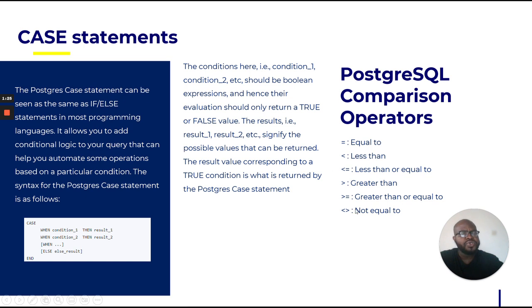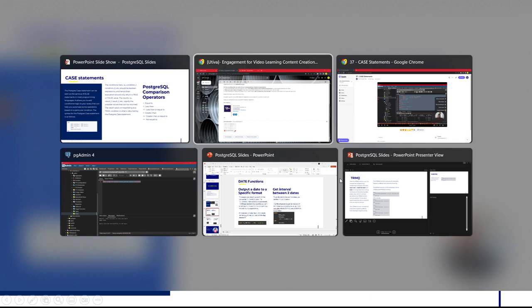So we always use some operators with case statements. We say when something equals something, then do something. Or when something is less than, or less than or equal to. Those are operators we use with case statements. So let's go into pgAdmin, right?